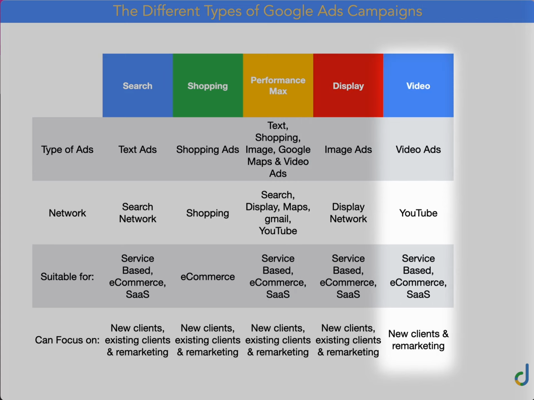Video ads, as the name suggests, these are video ads which appear on YouTube. The one thing I would say with video ads is that they're different to other campaign types. And what I mean by that is that success with video ads is more heavily reliant on the quality of the ad.